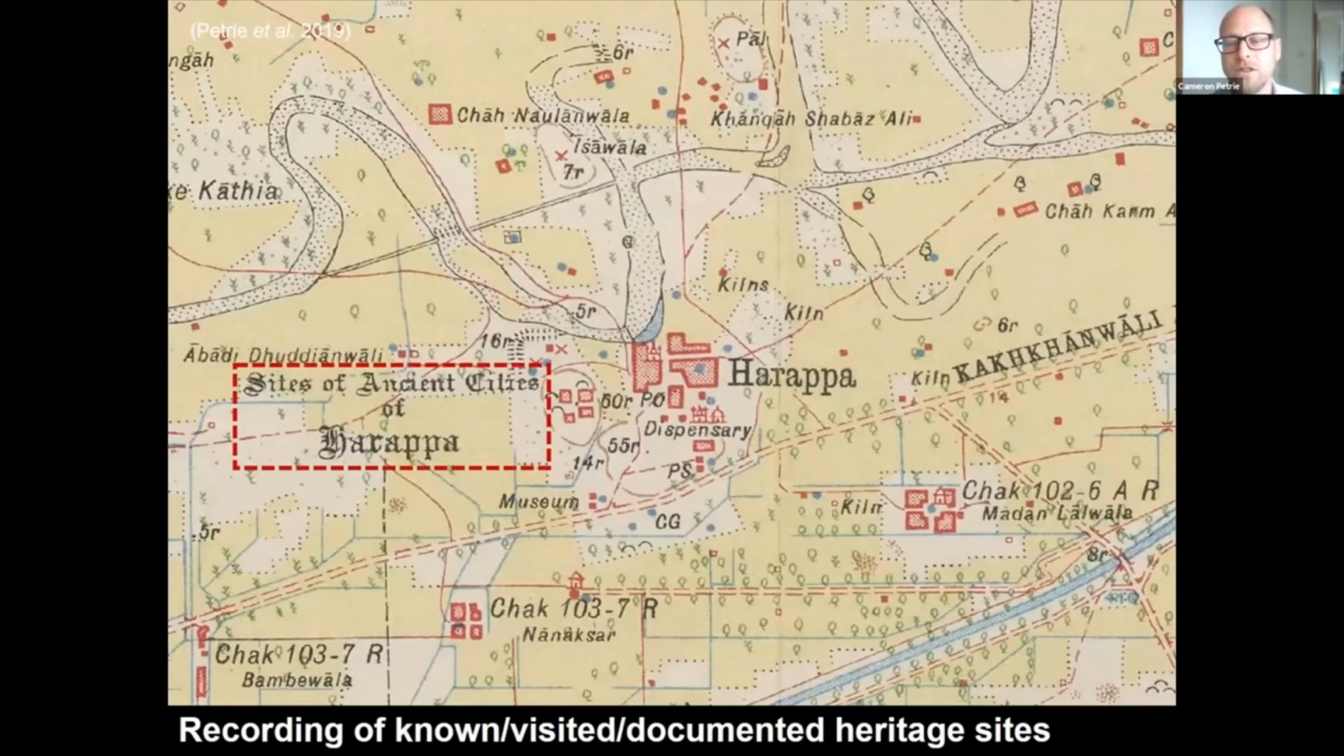So looking at the archaeological site of Harappa, for example, which is in the Punjab region in Pakistan, you can see this is an archaeological site that was known in the 19th century. It was actually documented by various people that visited this location, and by the time it was documented on a Survey of India map in the early part of the 20th century, it was already being referred to as the sites of the ancient cities of Harappa, which you can see here.